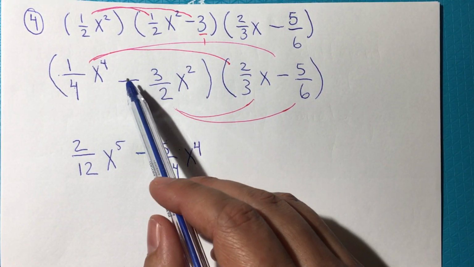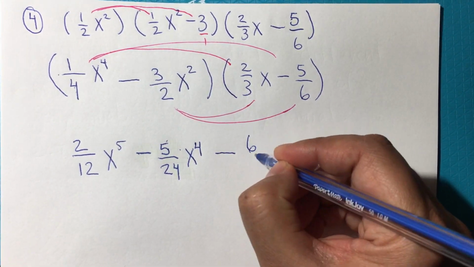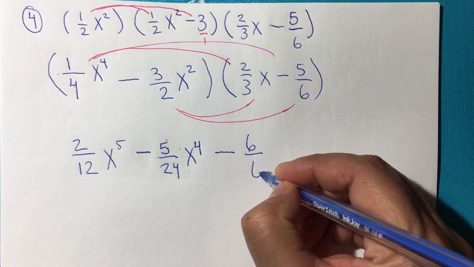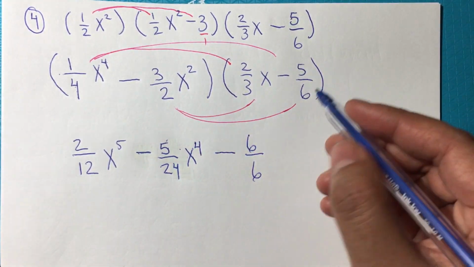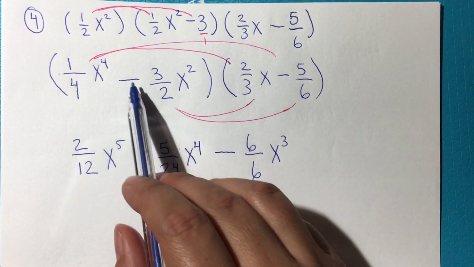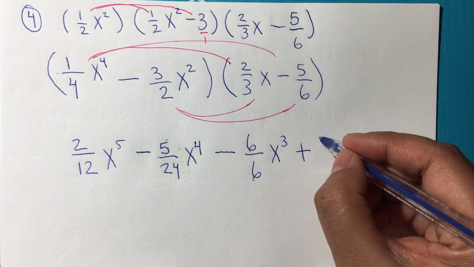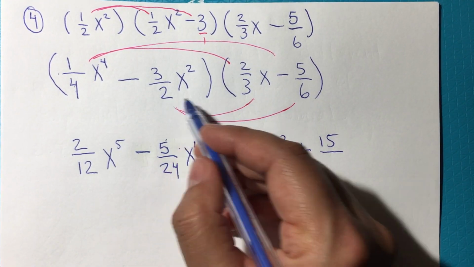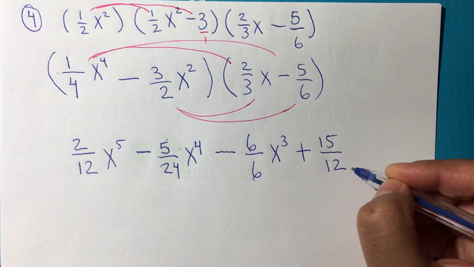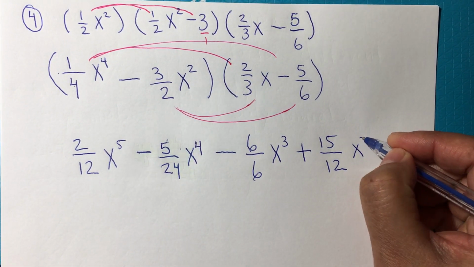Now the second term. Negative times positive is negative. 3 times 2 is 6. 2 times 3 is 6. And x to the 2nd power times x is x cubed. Now this 2, negative times negative is positive. 3 times 5 is 15. 2 times 6 is 12. And x squared, we just bring it down.